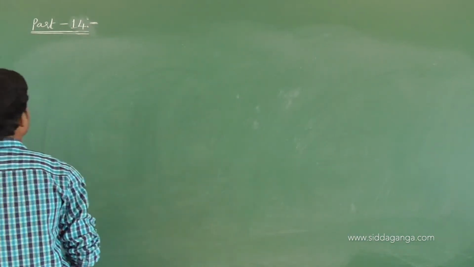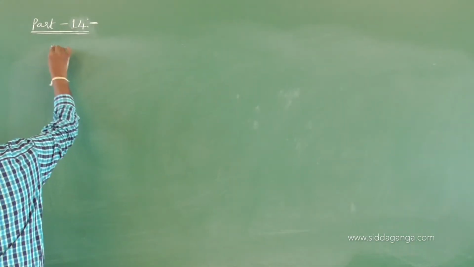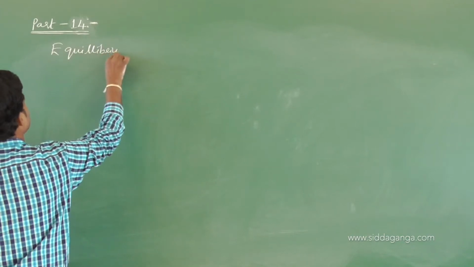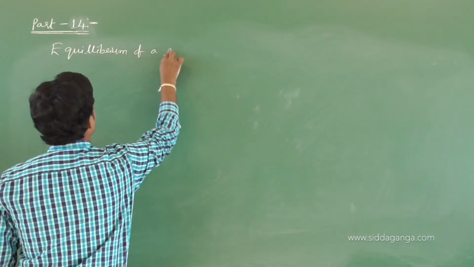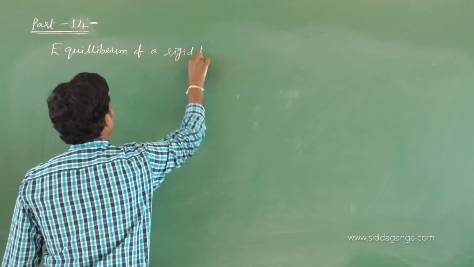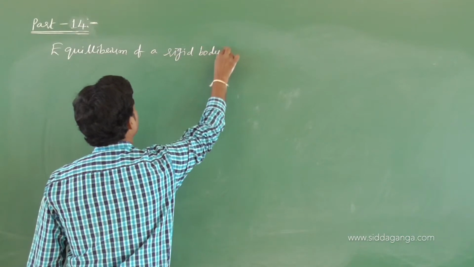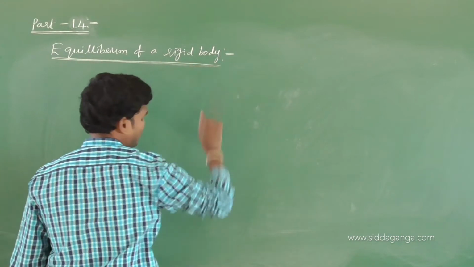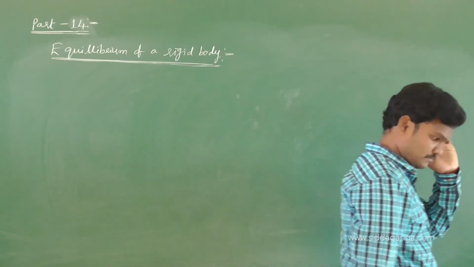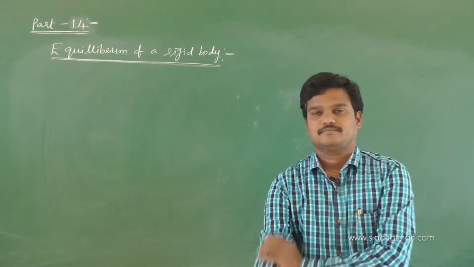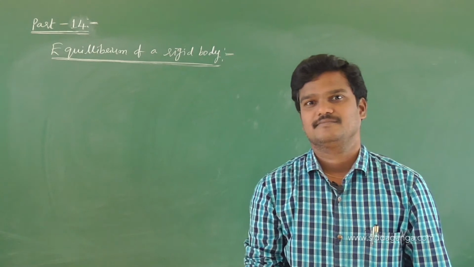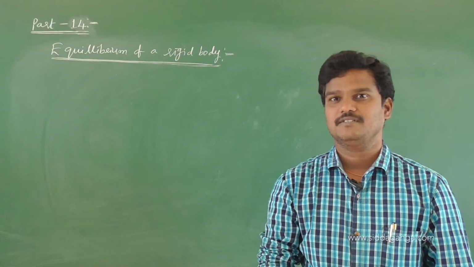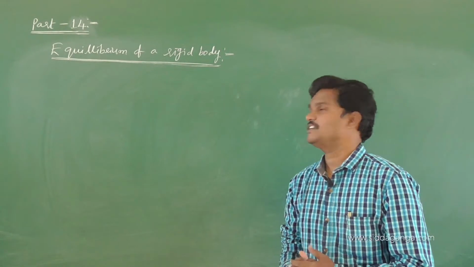So write down the topic name: equilibrium of a rigid body. Anyhow, we know the meaning of rigid body. Now let us see the equilibrium of a rigid body.